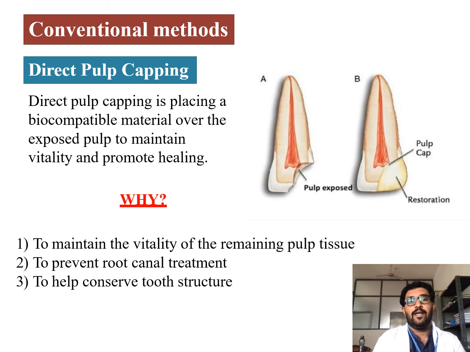Direct pulp capping. Direct pulp capping is placing a biocompatible material over the exposed pulp to maintain vitality and promote healing. Why do we go for direct pulp capping? Mainly to maintain the vitality of the remaining pulp tissue, to prevent root canal treatment, and to help conserve tooth structure.